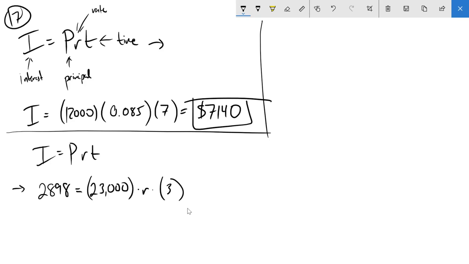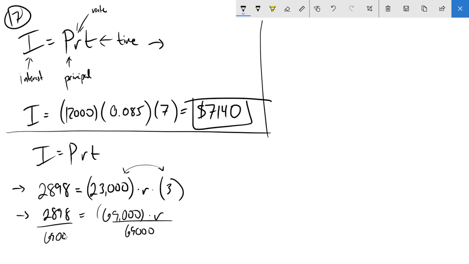Yeah, you could divide twice, or what I would probably do is just multiply first. So you'll get 28.98. 23,000 times 3 is what? 69,000 times R. Then you can divide the 69,000 on both sides. So your answer is going to be whatever 2898 divided by 69,000 comes out to be.